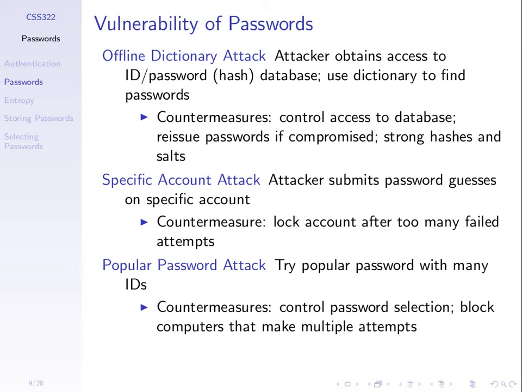Locking the account doesn't help because you only make 1 or 2 attempts on that one user's account. Locking the account is only really useful if it's multiple attempts on one user's account. But the popular password attack tries each user once so their account won't be locked. How do we fix that, or how do we make it harder?